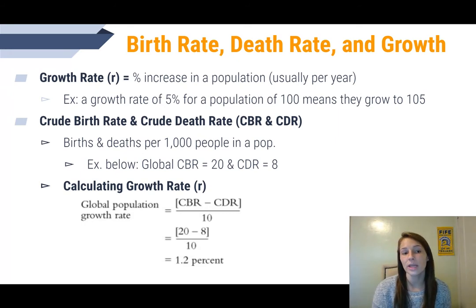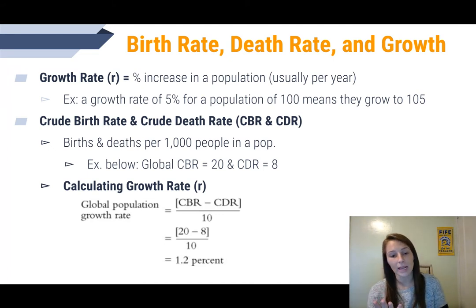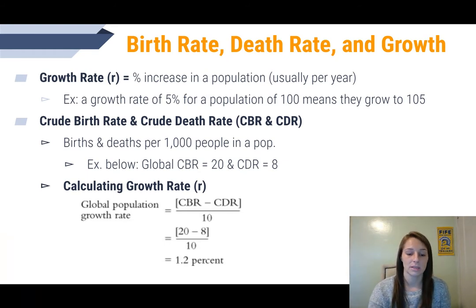And the things that go into growth rate are going to be your crude birth rate and your crude death rate, which are going to be your CBR and your CDR. And these are always going to be the births and deaths per 1,000 people in a population. So for example, if we were to have a global birth rate of 20 and a global crude death rate of 8, that is going to give us the equation that you see on the bottom here.